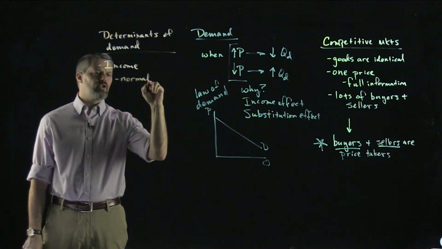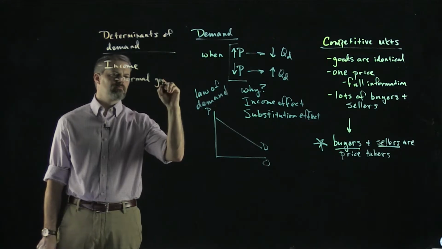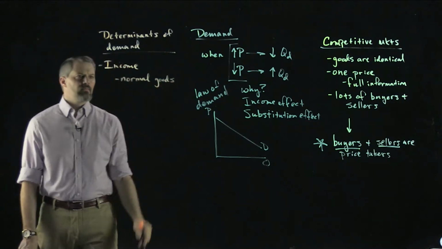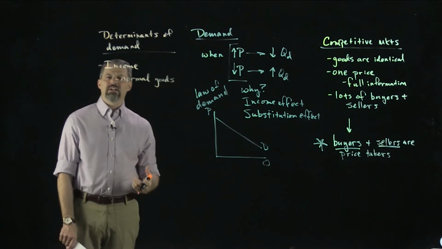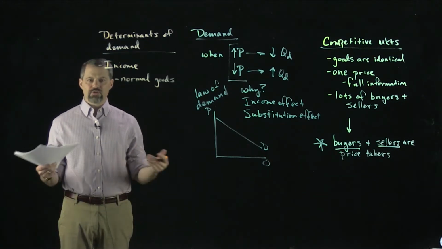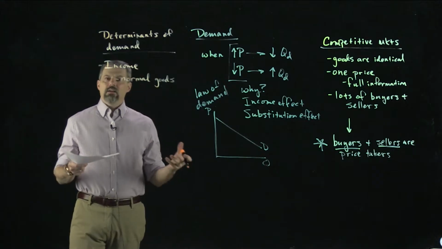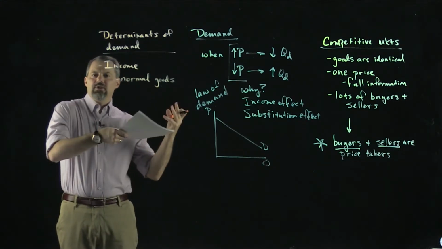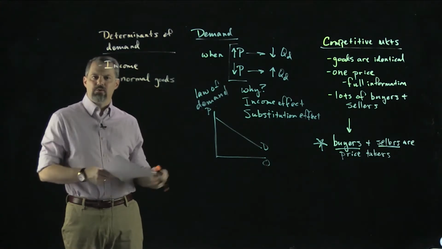A normal good, those are goods for which when your income goes up, your demand for them goes up. So for most goods that you buy, if you were to get an increase in your income, you would tend to buy more of those goods.